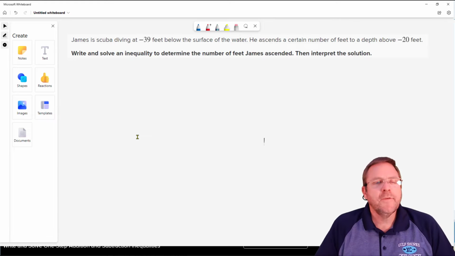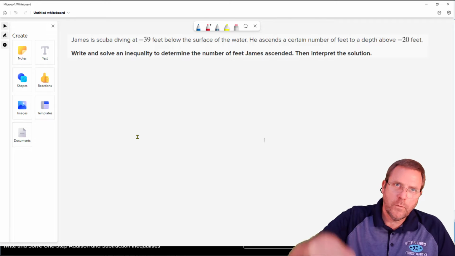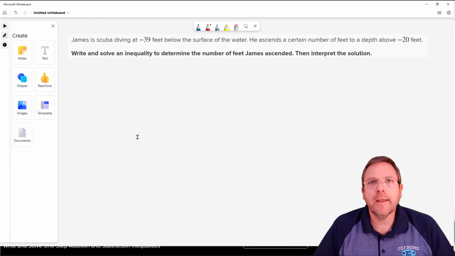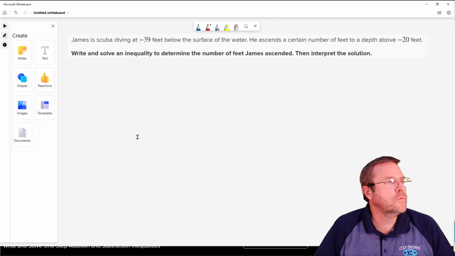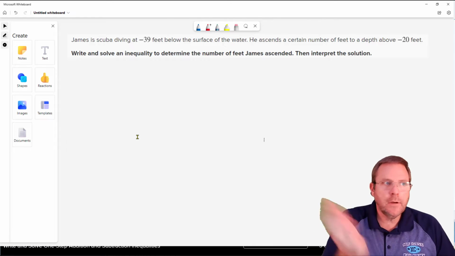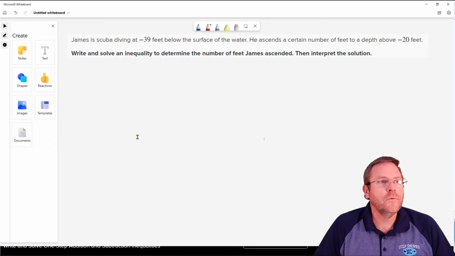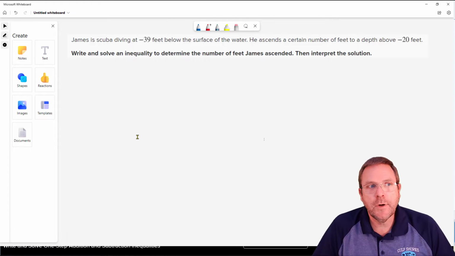James is scuba diving at negative 39 feet, and we'd use a negative number because he's going down, and anytime we're dealing with a down, that's going to be a negative. He's under the surface of the water. He ascends, that means he goes up a certain number of feet until he reached a depth of negative 20 feet.